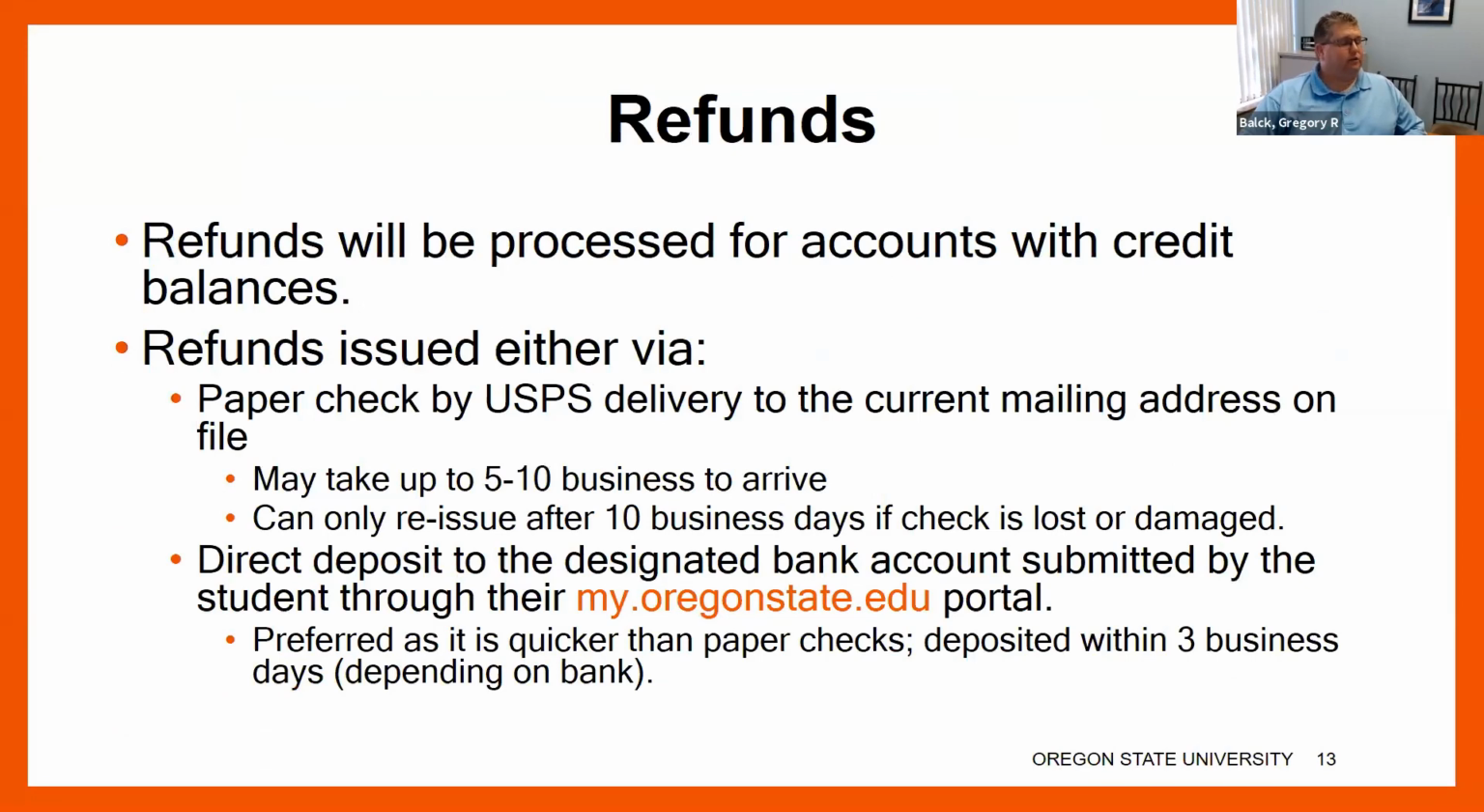Now, if there is a refund on your account, so tuition gets assessed, your financial aid goes on, and if there is an overpayment, we will refund that to the students. It can be done by paper check, sent through the post office to your current mailing address on file, or the student can sign up for direct deposit at your my.oregonstate.edu portal. We do recommend this as the most secure method. It is also the fastest way to receive your refunds. Typically, from the time it's deposited, the money will be in your account within 3 days. Sometimes with the post office, it can take between 5 to 10 days, so direct deposit is much quicker, and you don't have to worry about having your check get lost or damaged in the mail.